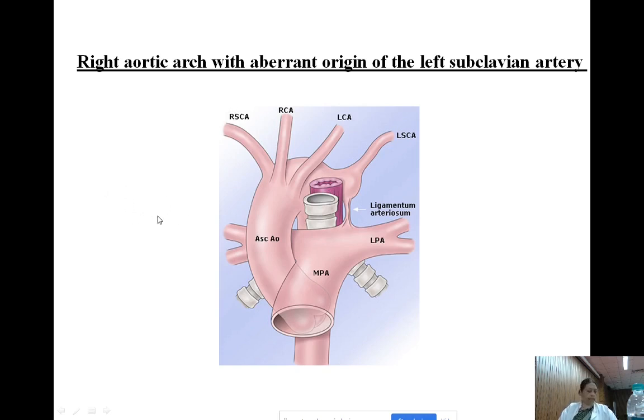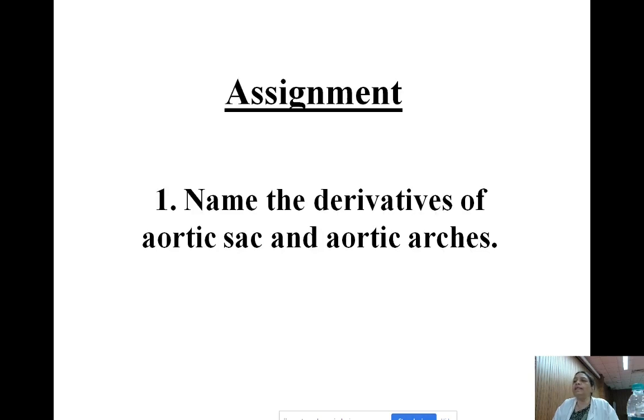So I think my lecture is over, and if you have any question or any doubt, please ask me. Then I have given one assignment here: name the derivatives of the aortic sac, meaning what structures are formed from the aortic sac, from its right horn and left horn, and also what are the derivatives of the aortic arches, from the first to sixth aortic arches. Okay, so you write the derivatives of the aortic arches.